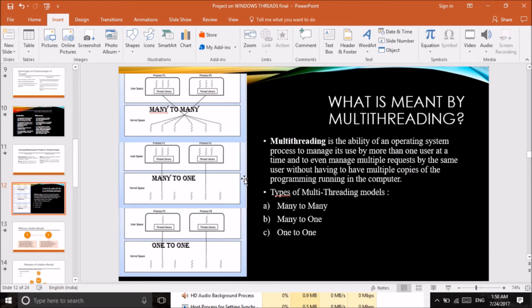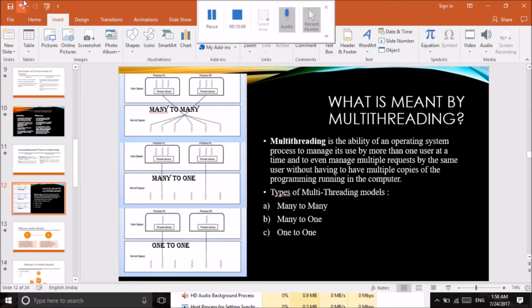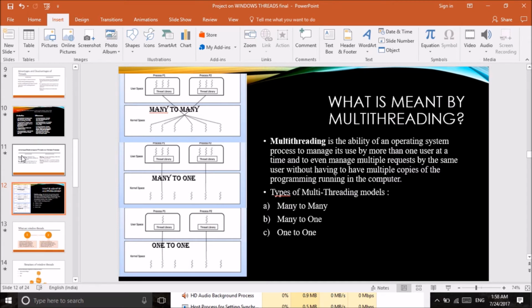In many to many, we have 6 processes which are connected to 6 threads, and the developers can create as many threads as possible when run in parallel on a multiprocessor machine. This provides the best accuracy when the system is blocked.